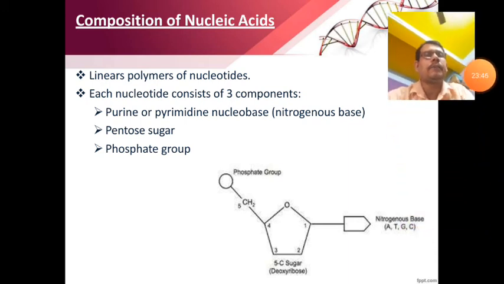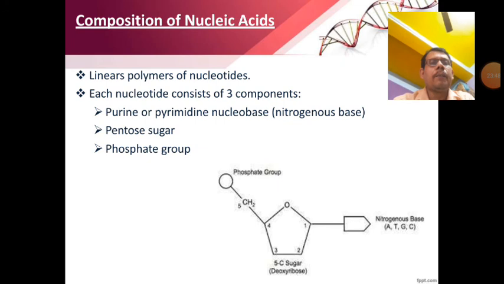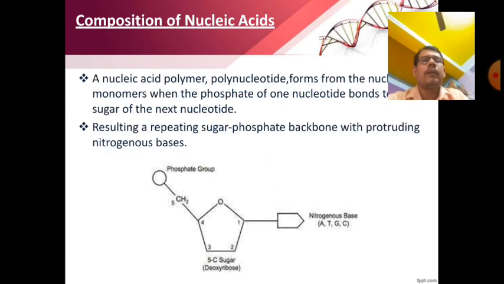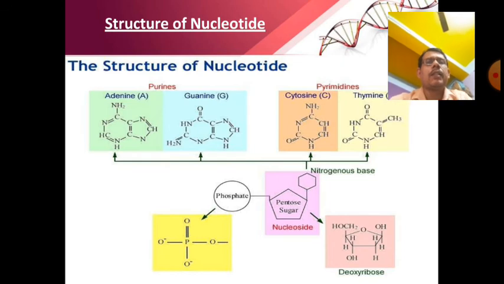You can see the pentose sugar, the deoxyribose sugar, the phosphate group with deoxyribose, and bases like A, T, G or C. It is the actual structure of the nucleotides. In the nucleic acid polymer, the composition is the phosphate group with deoxyribose and nitrogen bases. The structure of the nucleosides: the purines, adenine and guanine, and the pyrimidines, cytosine and thymine.